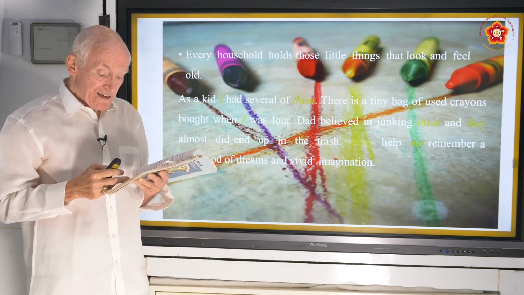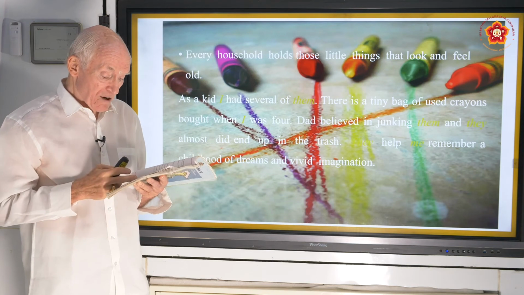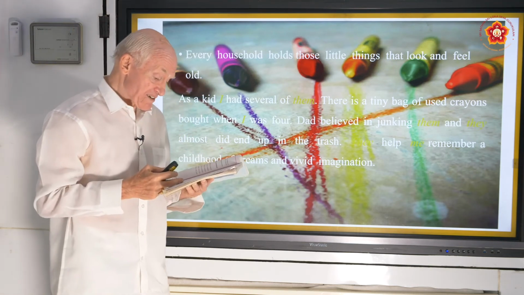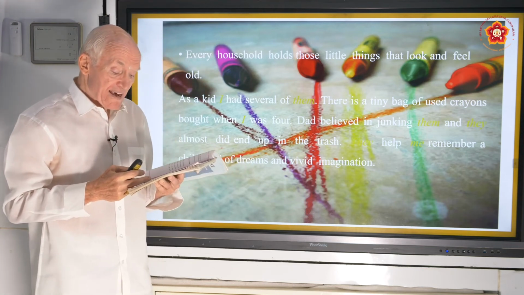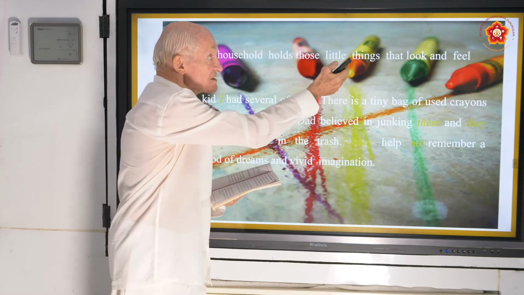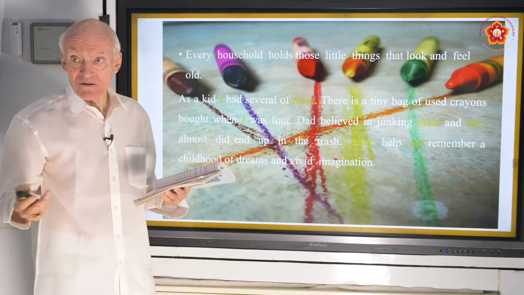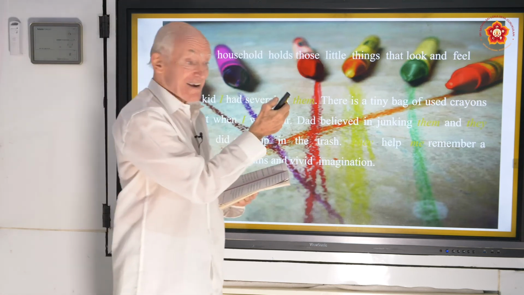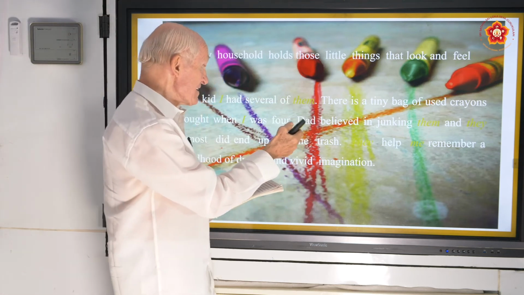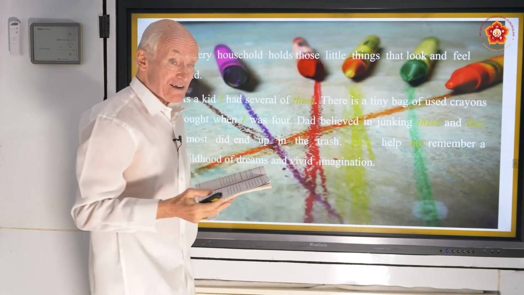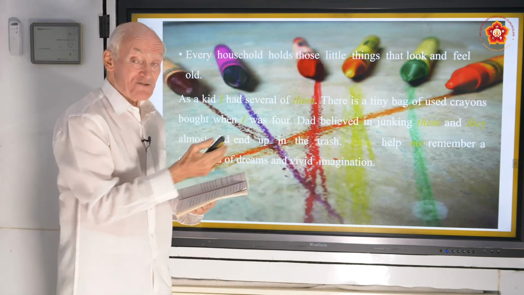There's a tiny bag of unused crayons I bought when I was 4. I again refers to the speaker, all right? Dad believed in junking them. What did he want to junk? He wanted to junk those little things, the crayons. They were old. They were beat up. And they almost ended up in the trash.